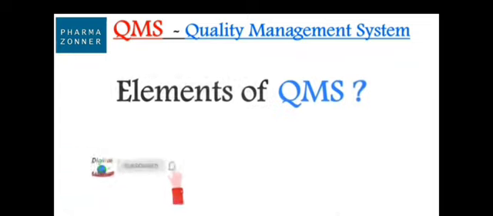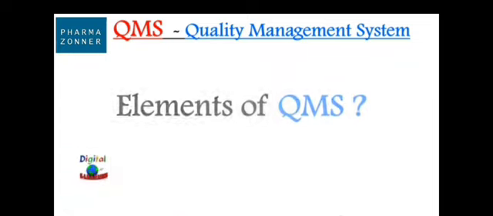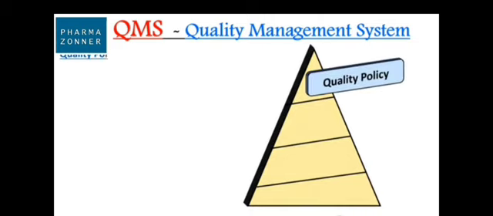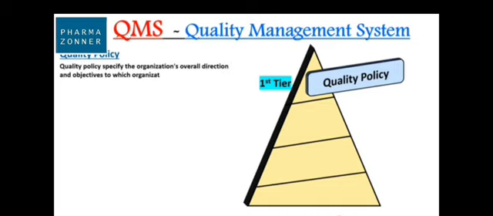So what are the typical elements of a quality management system? The first element that we have is the quality policy. Quality policies specify the organization's overall direction and the objectives to which the organization must strive. It tells us what the company stands for and what its commitments are.